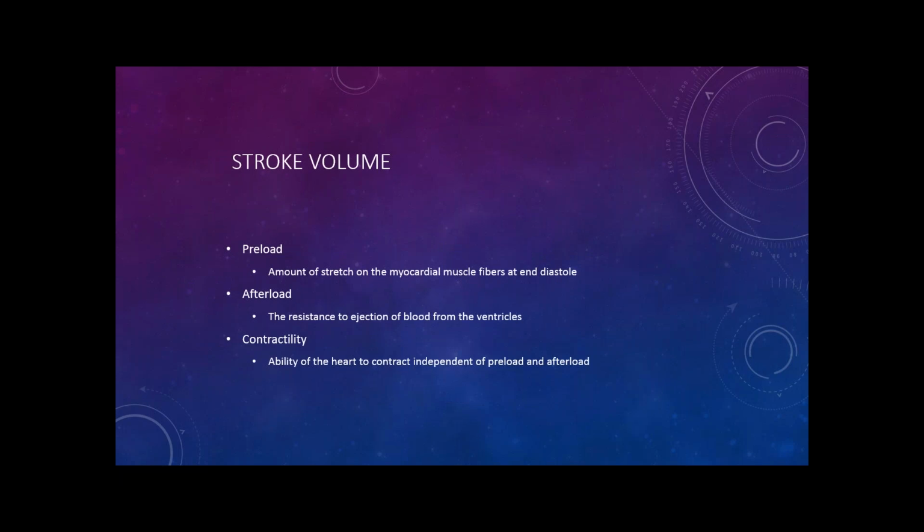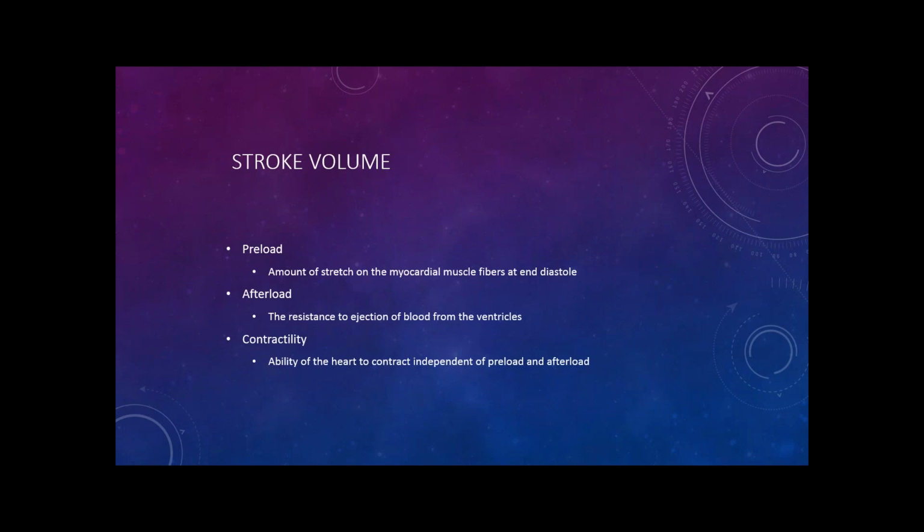So talking about stroke volume, preload is the amount of actual stretch on the myocardial fibers when it's completely full at end diastole. So as a balloon fills up, it stretches. Okay? Same with the ventricular chamber. There is elasticity to muscle, right? It contracts and relaxes. Well, as it relaxes, it allows for stretch.